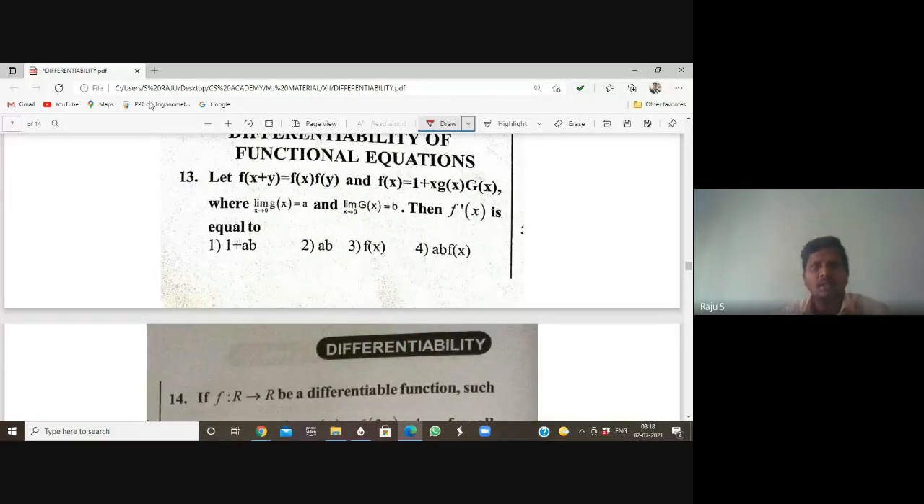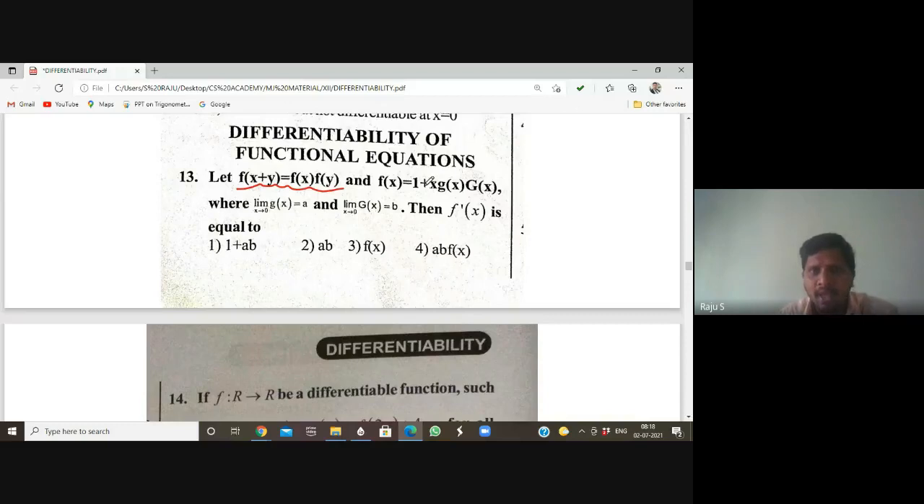Question number 13, they gave one condition: f of x plus y is equal to f of x into f of y, and f of x they gave in terms of g of x. So they gave a relation: limit x tends to 0, g of x is small a, and limit x tends to 0, capital G of x is equal to small b. Then what is the derivative of the given function? What is the derivative of f of x? Whether it is equal to 1 plus ab, or f of x, or ab into f of x. Okay, students? Right.